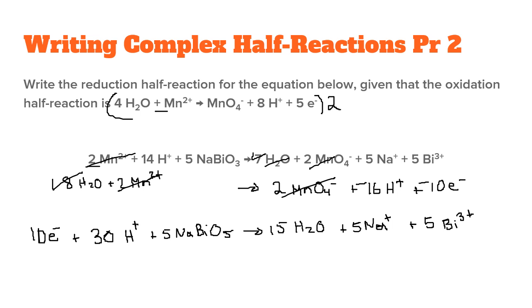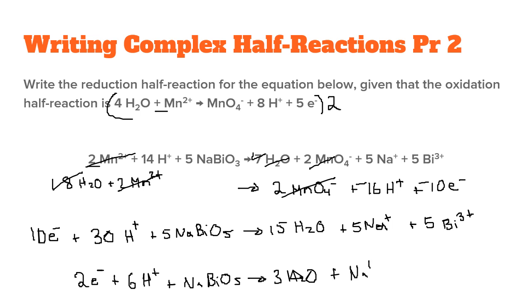Now all of these coefficients are divisible by 5, so your last step is to simplify, and we've got 2 electrons plus 6 protons plus NaBiO3, and that's all yielding 3 waters, a sodium ion, and a bismuth ion. And that is your reduction half reaction.